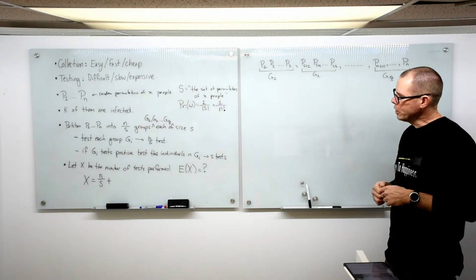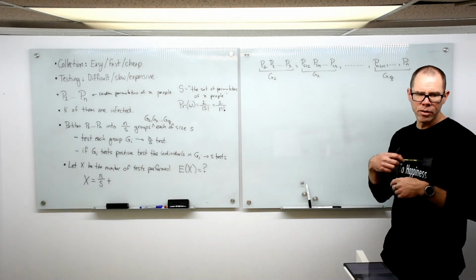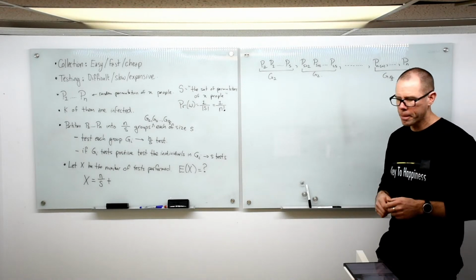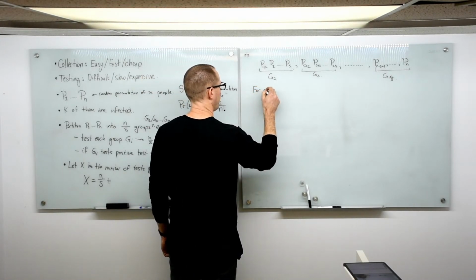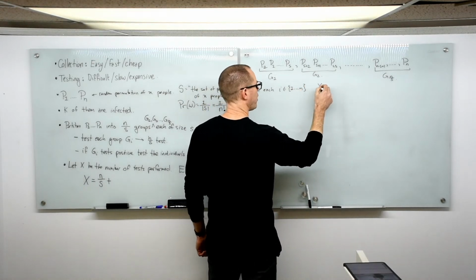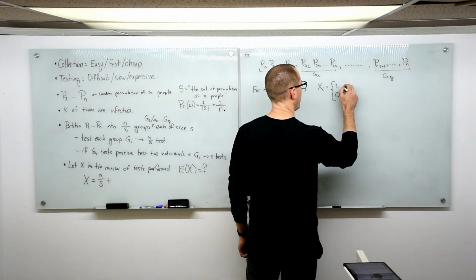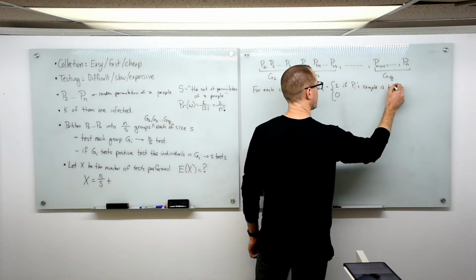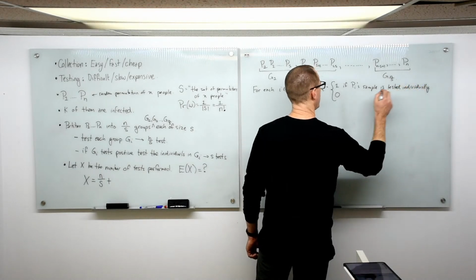And the way to look at it is, for each person, we will look at whether or not their sample was tested in the second round, so whether their sample was tested individually. For each i in 1 up to n, we're going to define an indicator variable, xi, which is going to be 1 or 0. It's going to be 1 if Pi's sample is tested individually in the second round, and 0 otherwise.